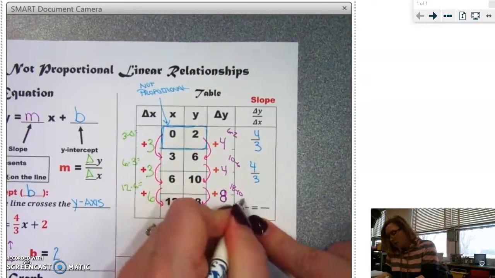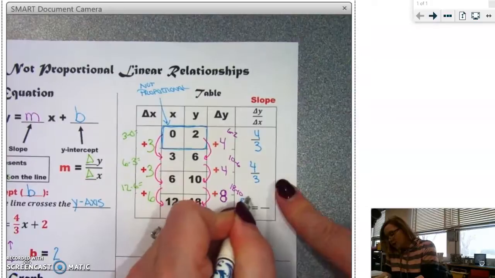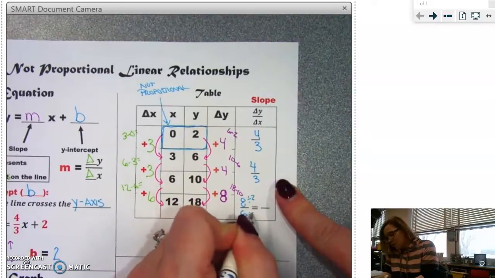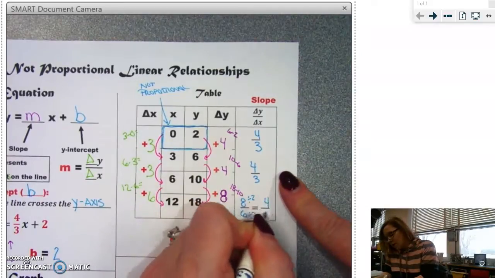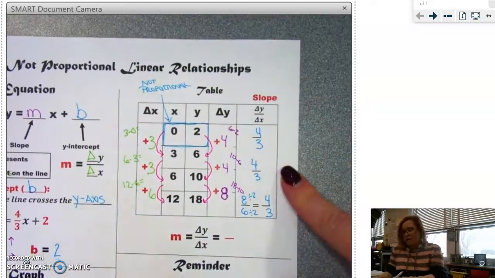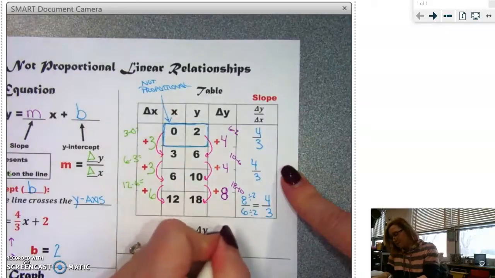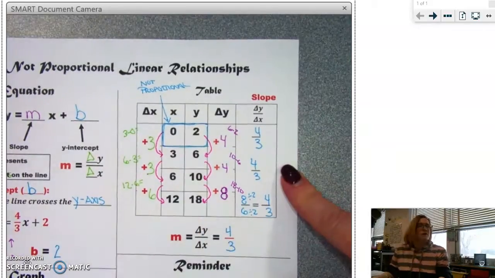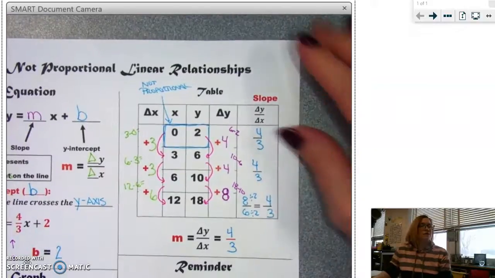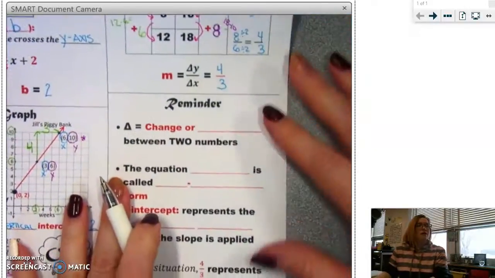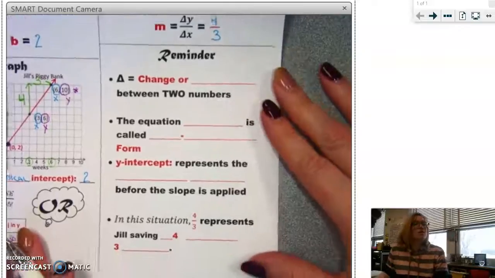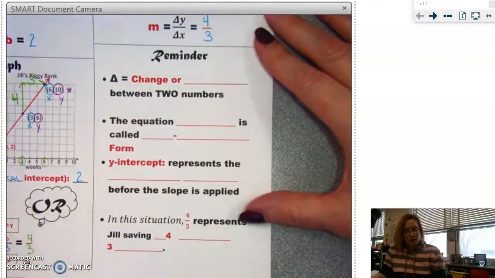And the last one's 8 over 6. That one I can simplify. I can divide these both by 2, and then I would get 4 over 3. So again, my slope is 4 over 3. Same slope. All right, so there's our table. And lastly, just some things as reminders about non-proportional relationships.